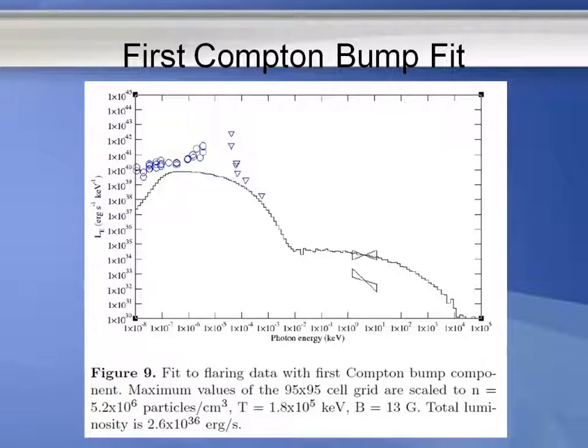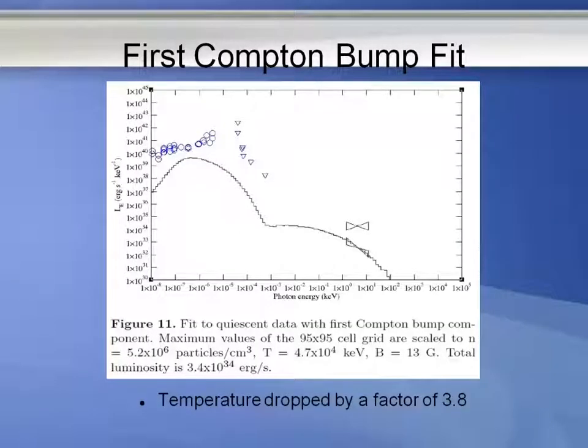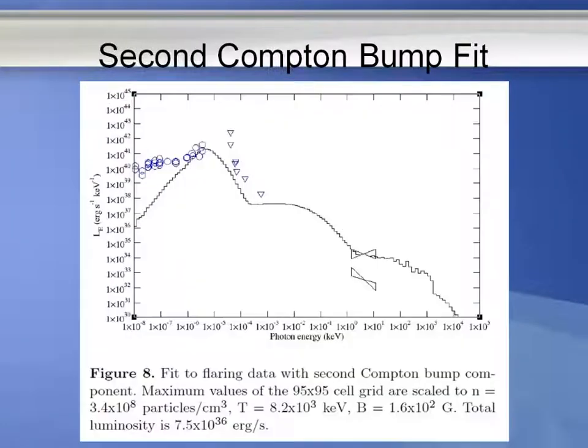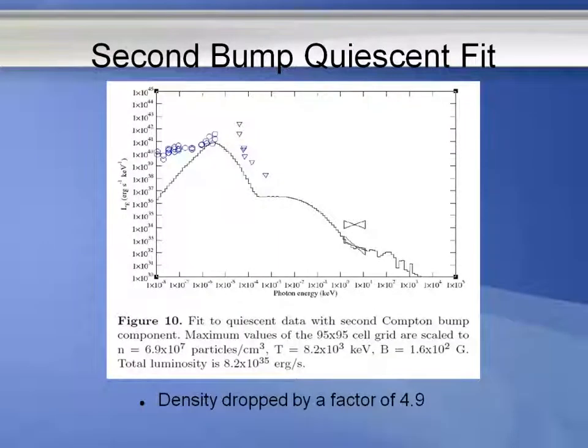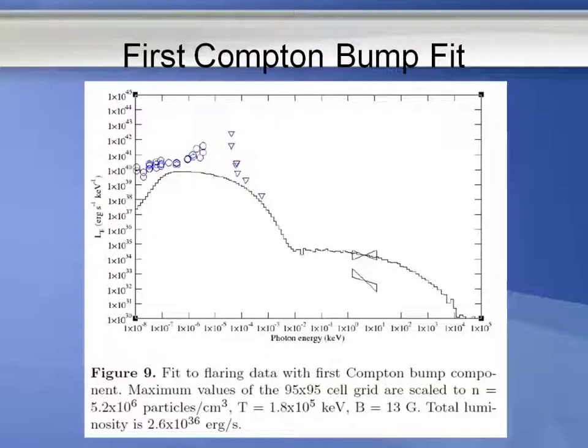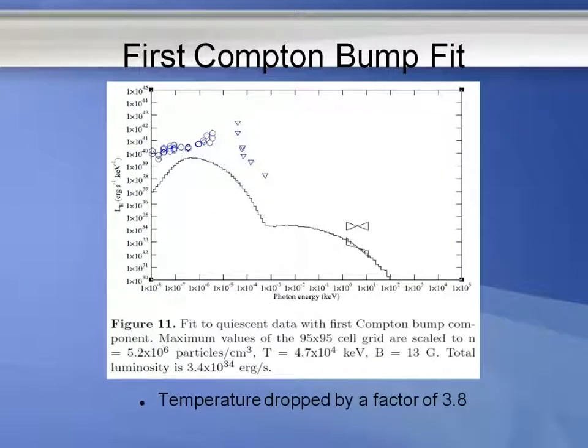So let's look at what can fit the quiescent point. And it turns out that dropping temperature by about a factor of 4 does just that. Again, keeping density and magnetic field exactly the same. This, however, does not very well fit the points up here. You can see that both of the second bump plots tend to hit a fair number of the radio IR points, whereas the first bump is fairly far away for both of the trials.